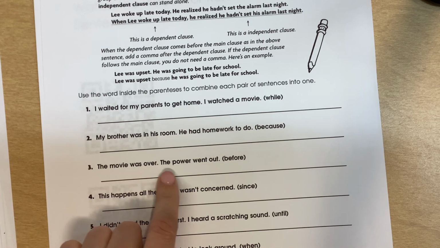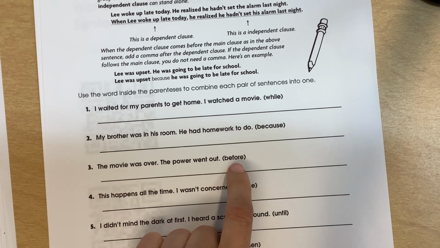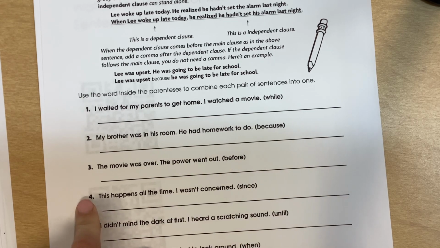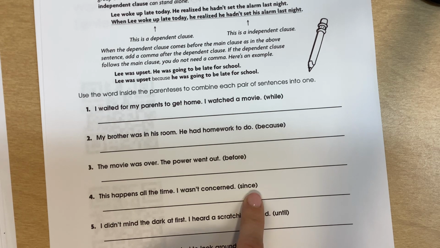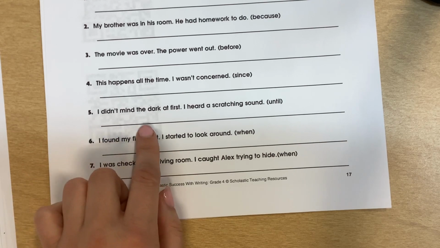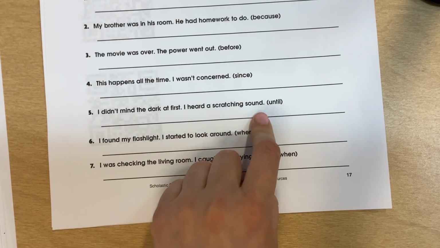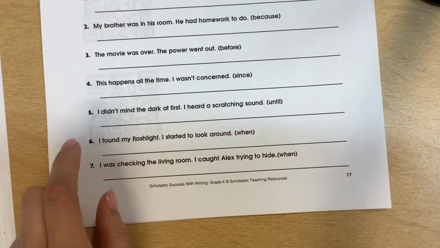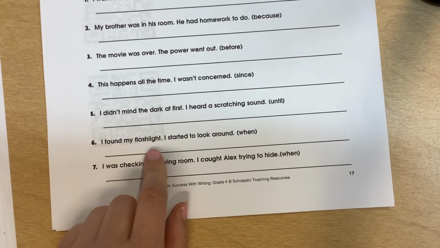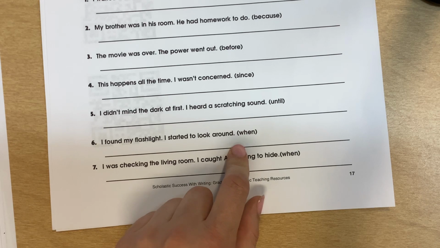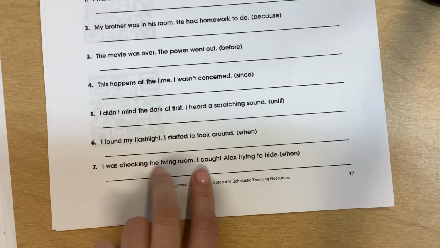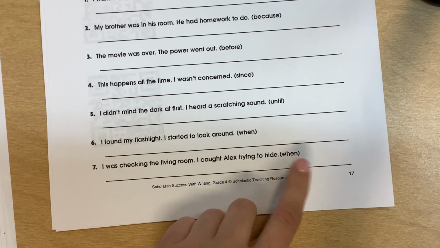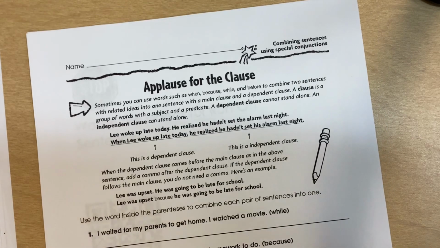3, the movie was over. The power went out. And you'll use before. 4, this happens all the time. I wasn't concerned. And the parentheses says since. 5, I didn't mind the dark at first. I heard a scratching sound. And in the brackets is until. 6, I found my flashlight. I started to look around. And in the parentheses is when. 7, I was checking the living room. I caught Alex trying to hide. And in the parentheses is when.